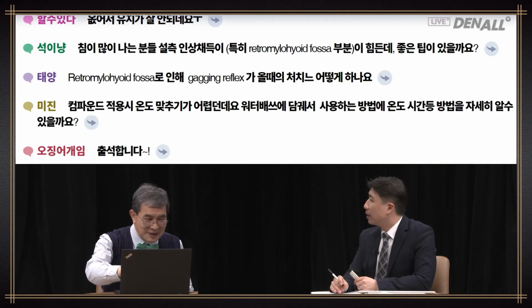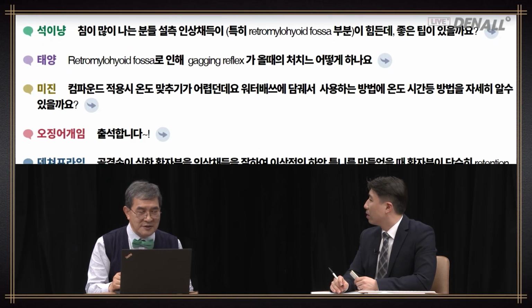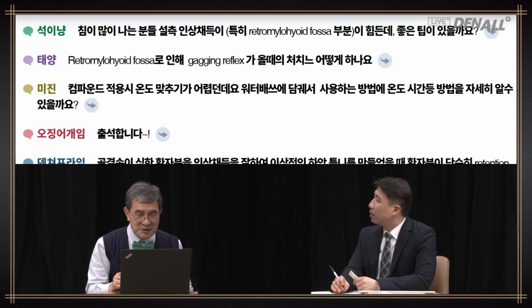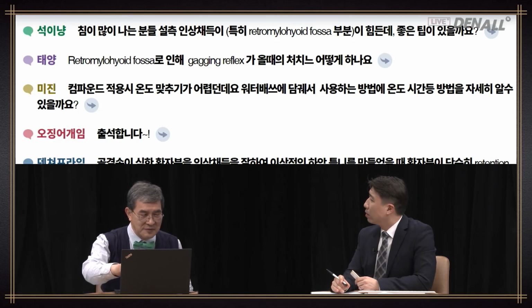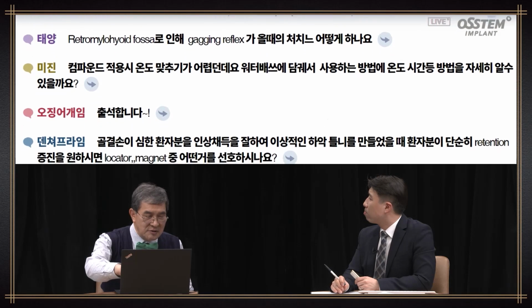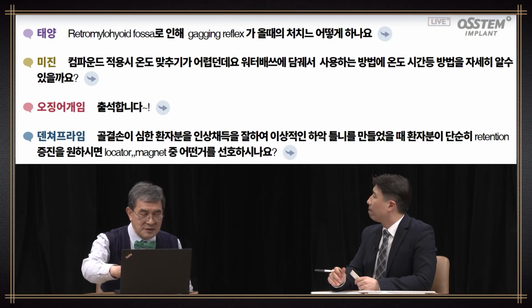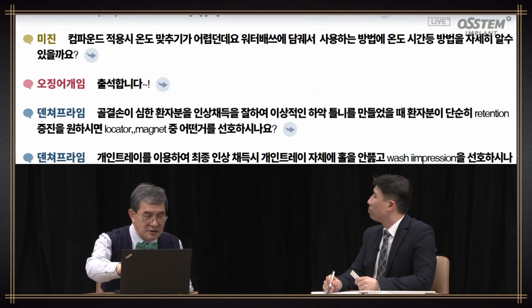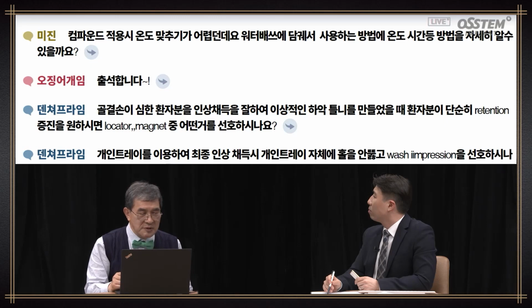Those who have a lot of saliva, it is difficult to take impression on the lingual side. What is a good tip? How can I respond to gagging reflex due to retromylohyoid fossa? In applying compound, it is difficult to find the right temperature. Can you explain in detail about how to use the water bath and setting the temperature and time? And this can be addressed later.